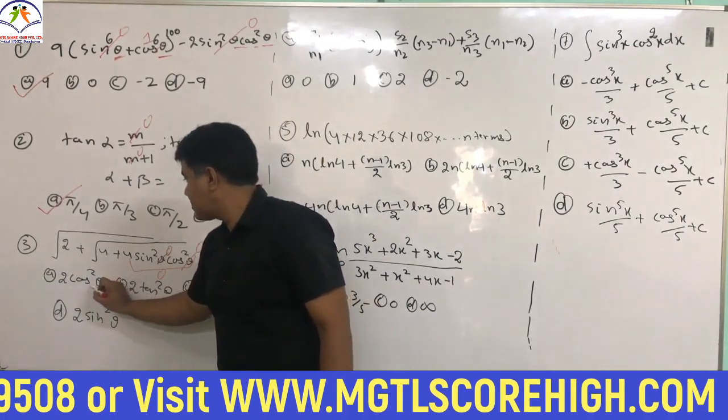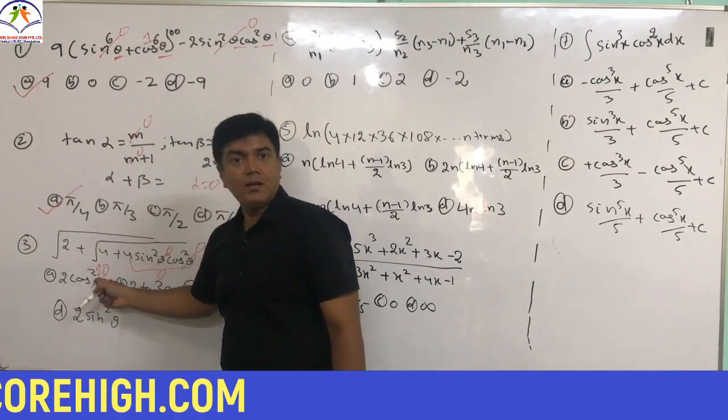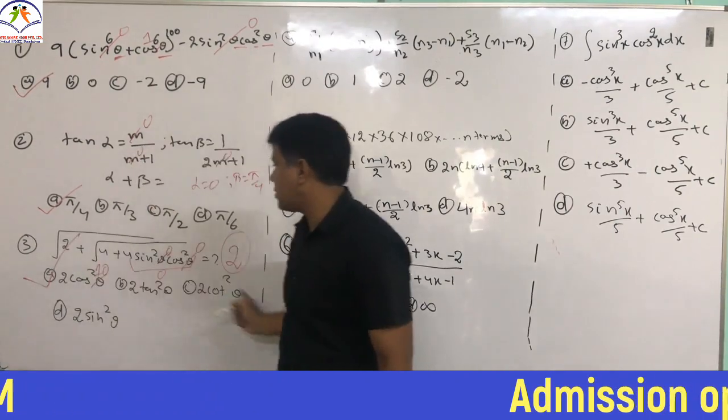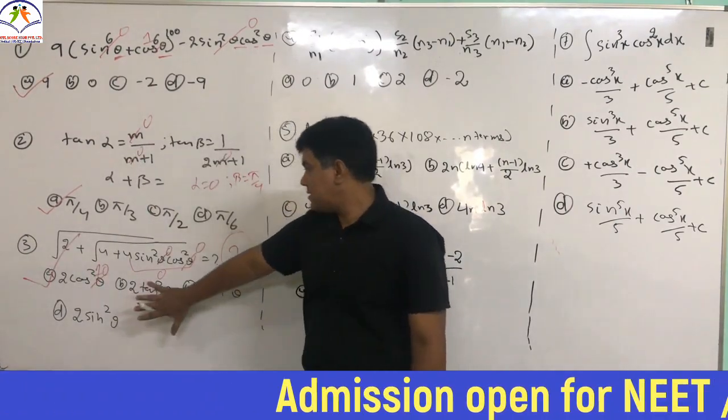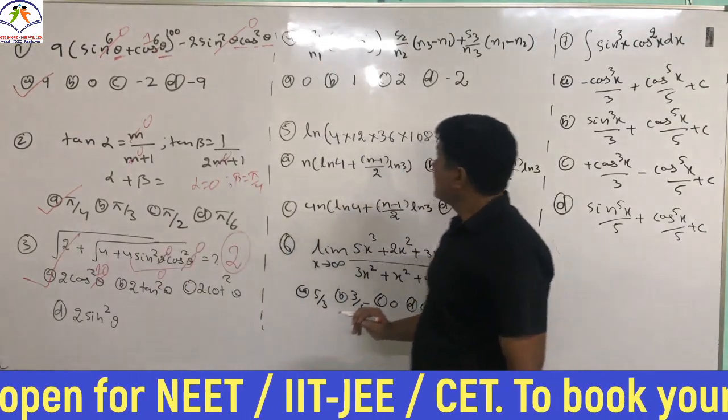So put theta as 0 here. Cos 0 is 1, so 2 into 1 is 2. That's it, this is the answer. No other option is going to give you 2 as the answer. So it is the first option. Let us come to the next.